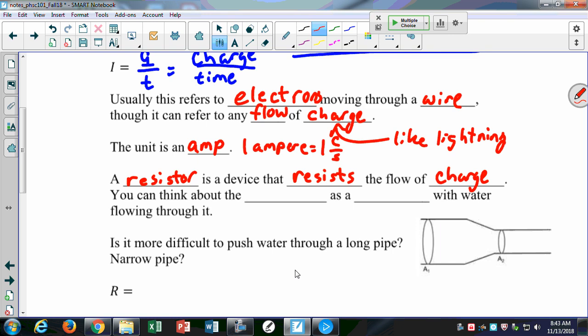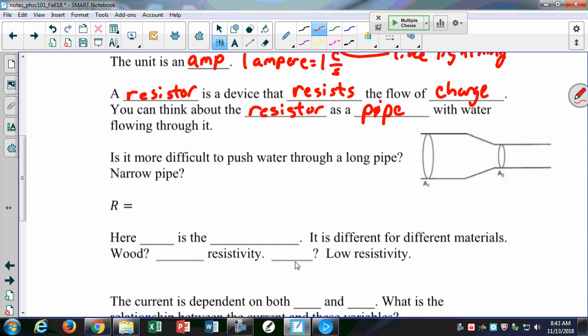The current is the flow of charge, but resistance is that you're resisting the flow of charge. It's like you're slowing down the movement of electricity through a circuit. You can think about the resistor as a pipe with water flowing through it. So the resistance will be proportional to a couple of things: the length of the pipe and the area. It's length and the area.